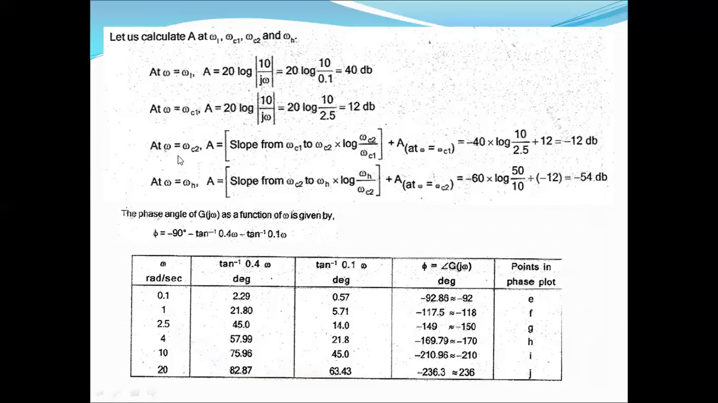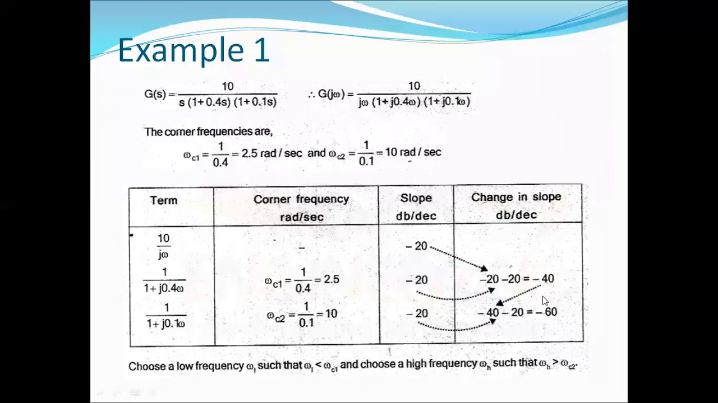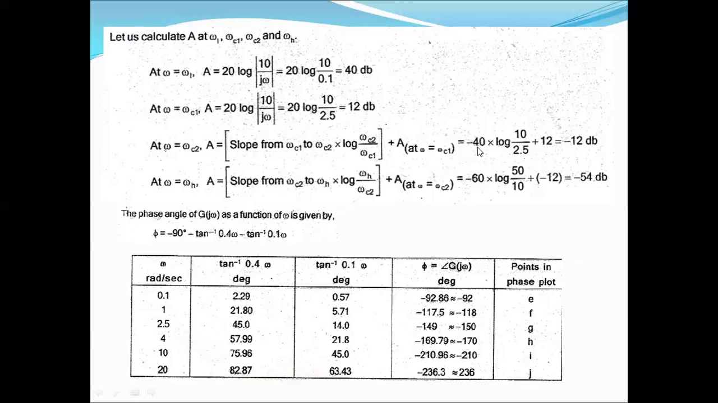Then the next corner frequency is at omega equal to 10. Okay. So the slope from omega C1 to omega C2 is minus 40 decibel per decade. So here minus 40 decibel change in slope into log of 10 divided by the previous corner frequency 2.5, plus the previous value at omega C1, which is 12, you will get minus 12 decibel. So the difference between minus 12 and 12 is 40. You will get minus 40 decibel.